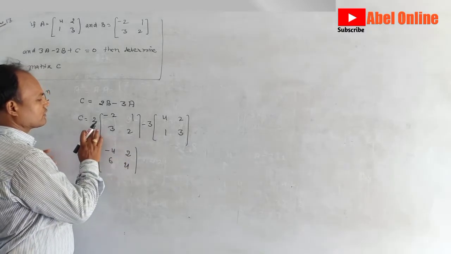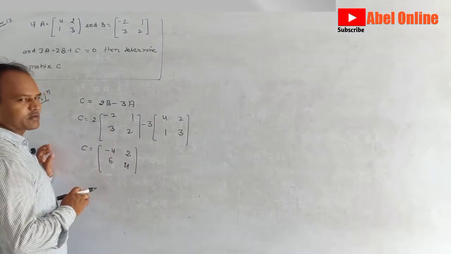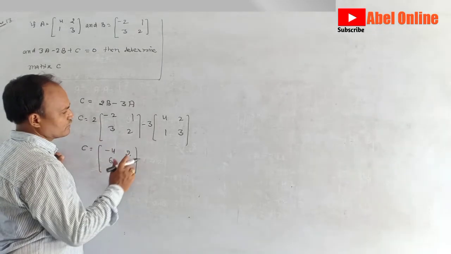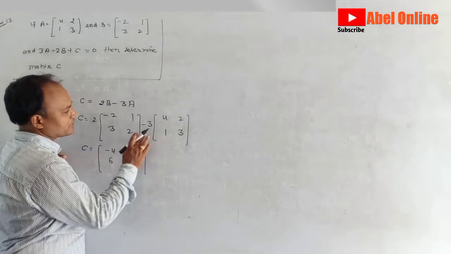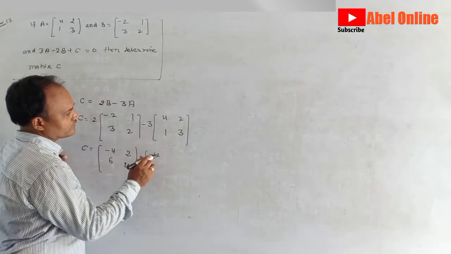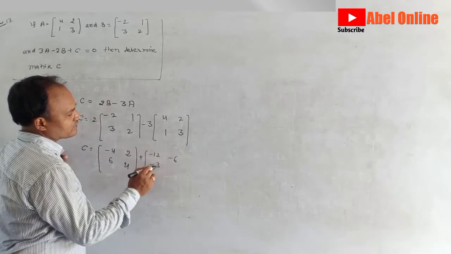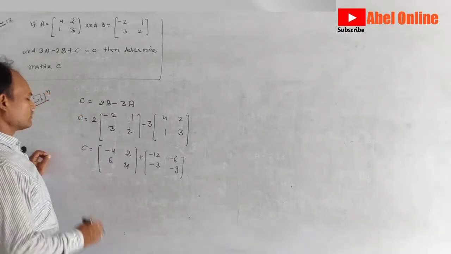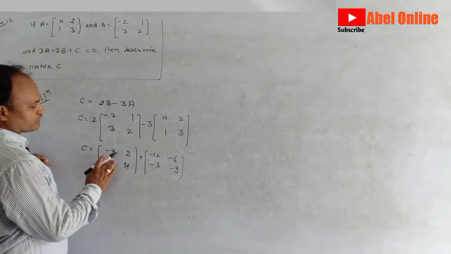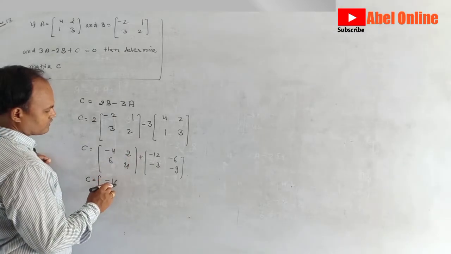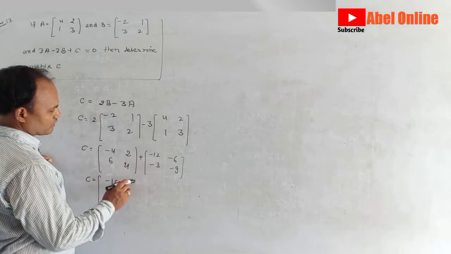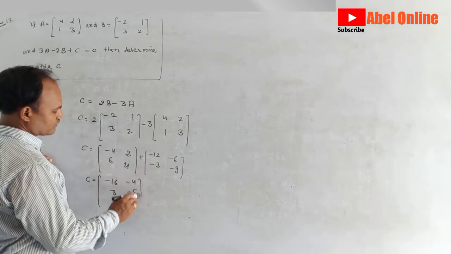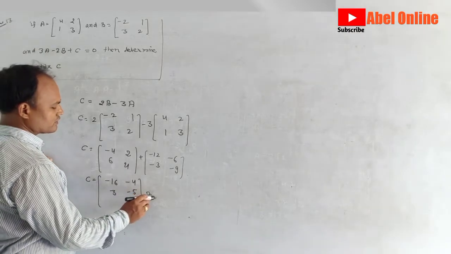So this is a scalar multiplication of a matrix, students. 2 multiplied gives -4, 2, 6, 4, and then with a positive sign, multiplying by minus 3 gives -12, -6, -3, -9. So when we find the value of C, -4 minus 12 is -16, 2 minus 6 is -4, 6 minus 3 is 3, and 4 minus 9 is -5. So students, this is the value of C, and it is your answer also.